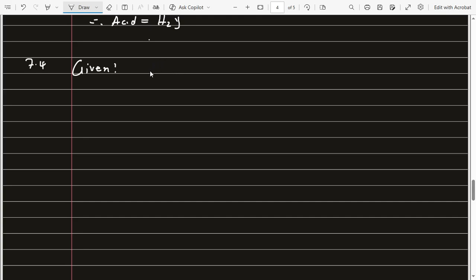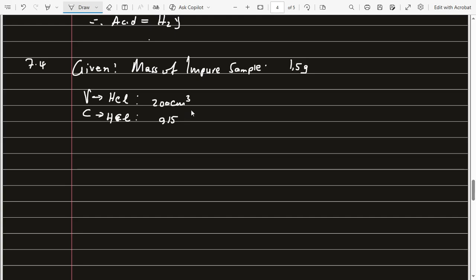We are given the mass of the impure sample. It's given as 1.5 gram. We also have the volume, let me say V, of the HCl, the hydrochloric acid. It's given as 200 centimeter cube. And we also have the concentration, C, of that hydrochloric acid. It's given as 0.15 mole per decimeter cube.